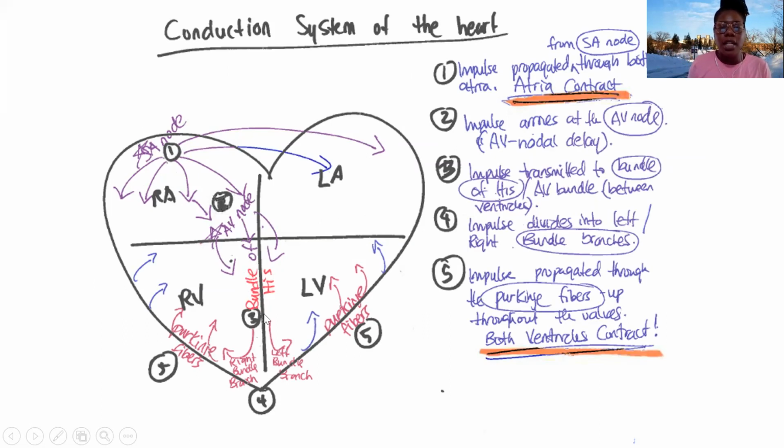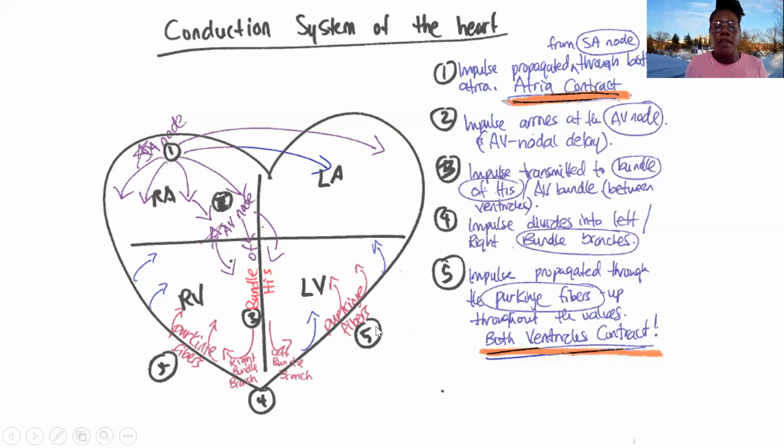The bundle of His, these conduction fibers are located in between the right and left ventricle. We call this wall the ventricular septum. And then we see that electrical activity split off and go through the right and left bundle branches. This is where the bundle of His fibers starts to split off. And the bundle of His is sometimes called the AV bundle or the atrioventricular bundle. Those terms are synonymous. And then from the splitting of the bundle branches, the impulse will travel to the Purkinje fibers, which are really at the base of the ventricles. And then from the Purkinje fibers, it's going to allow the ventricles to fully contract.